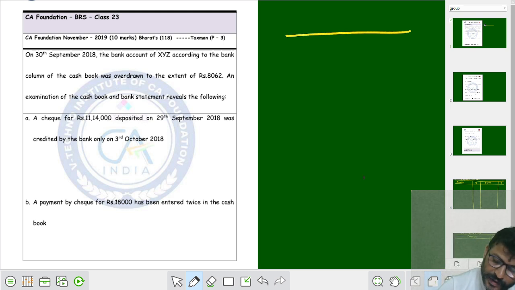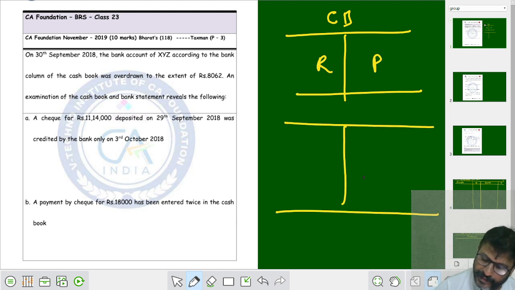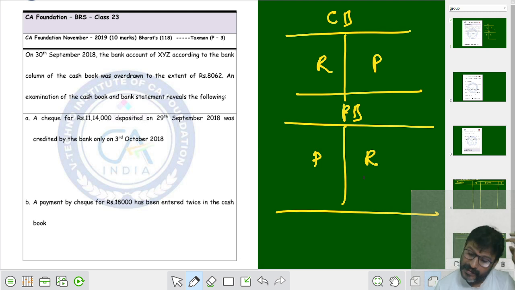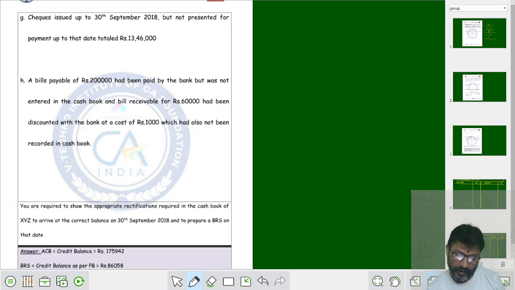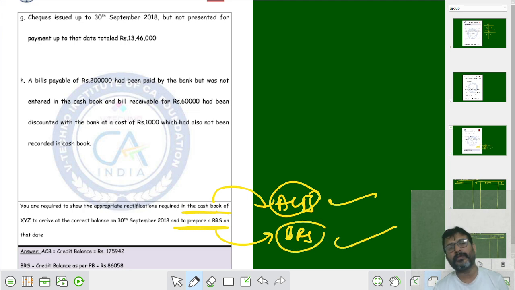As usual, before starting the solution, please remember we have a cash book. On the debit side, there will be a receipt, and on the credit side, payment. Similarly, we have a passbook, debit side payment, credit side receipt. Since this problem relates to the preparation of, you are required to show the appropriate rectifications in the cash book. Cash book means we have to prepare ACB, then correct this and prepare BRS. So it is the last problem wherein we are preparing both the adjusted cash book, called ACB, and the BRS.